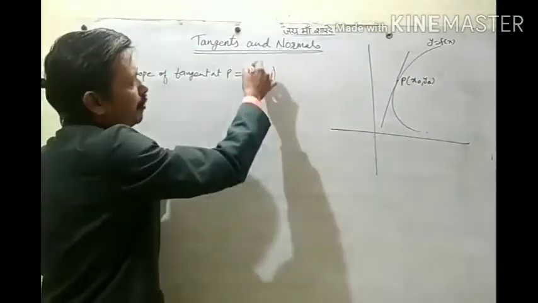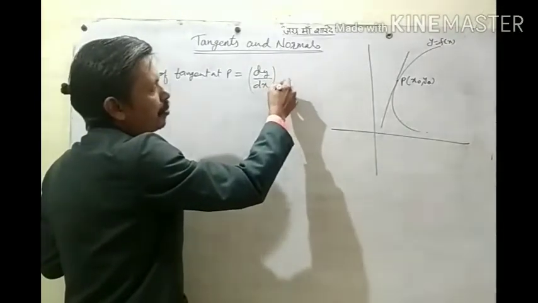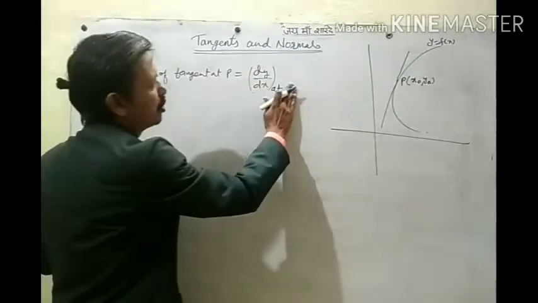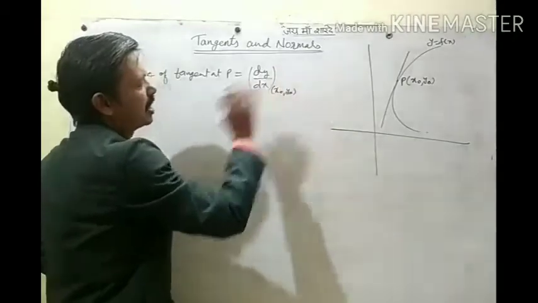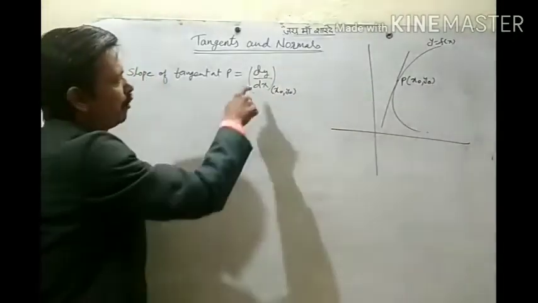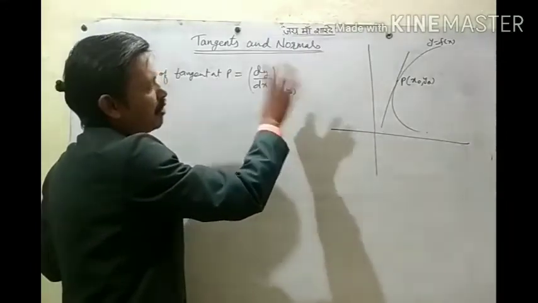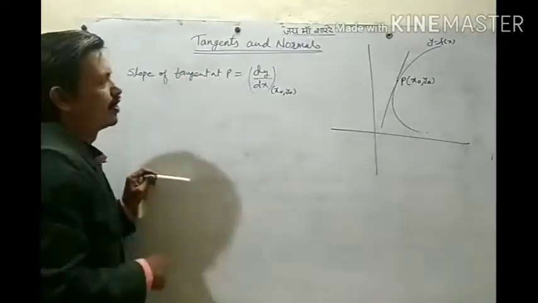So derivative of y with respect to x at point P will be our slope of tangent. Our point is x naught, y naught. So we can write here x naught, y naught. Means after finding derivative of y, we will replace x by x naught, y by y naught. That will be our slope of tangent.